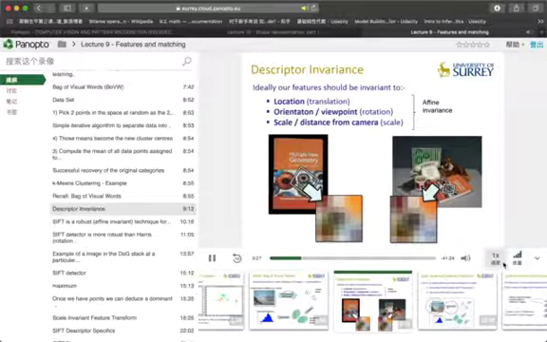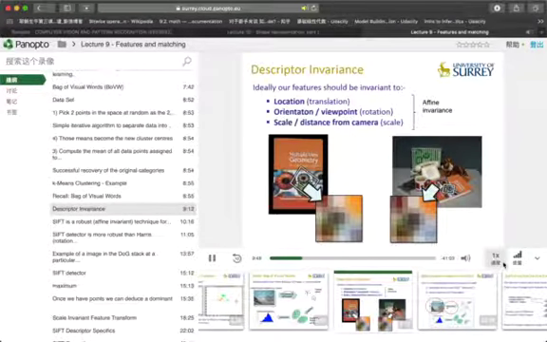So I introduced this term last time. Affine invariant means we should get the same response from the algorithm regardless of whether the image has been translated, that means the content of the image has been shifted around, the rotation of the image, so the orientation we view the image from, and also the scale. So in practical terms, that would be the distance of the object from the camera.